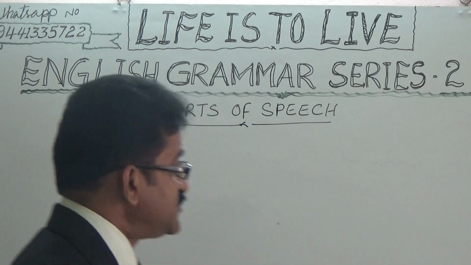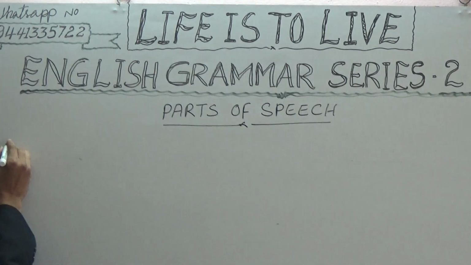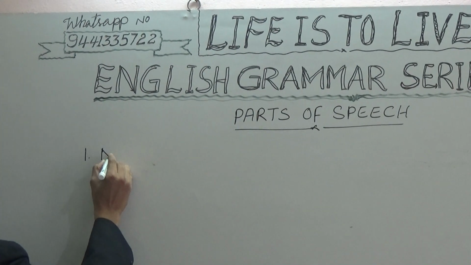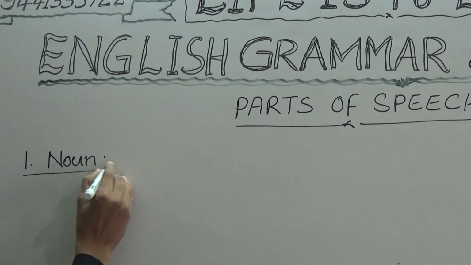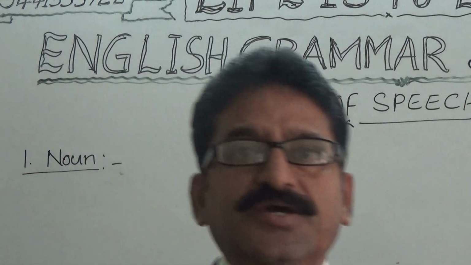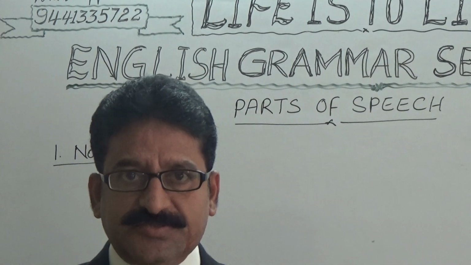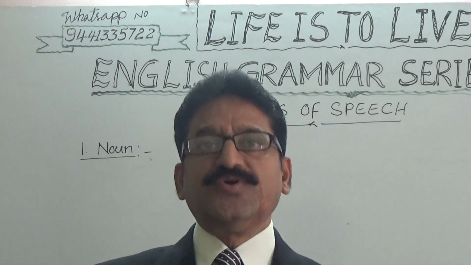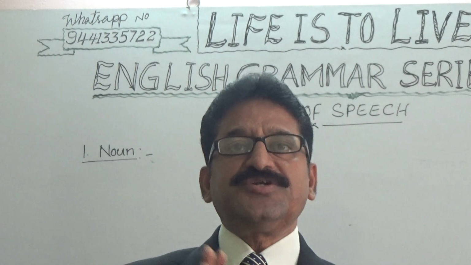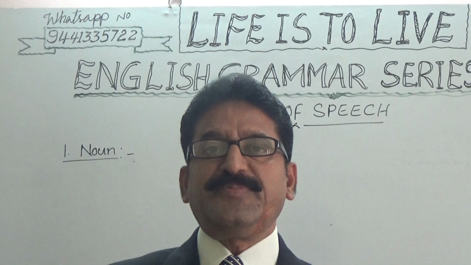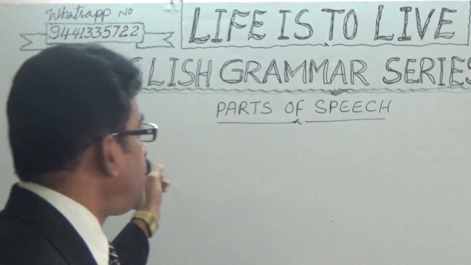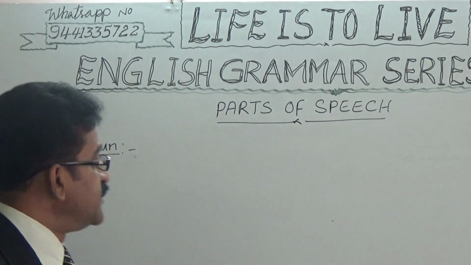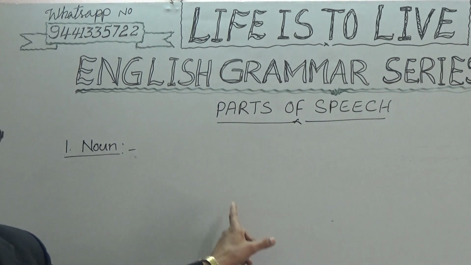What are they? See, the first one is noun. In the parts of speech, actually we have sentences, and we have certain words in sentences. Each and every word in the sentence, depending upon its function, may be named as one of the parts of speech. Okay, so the first one is noun.